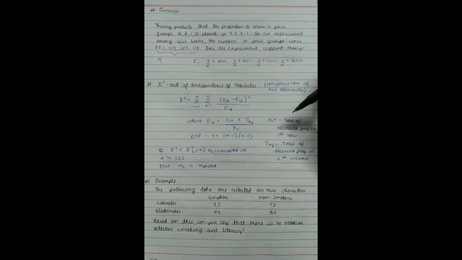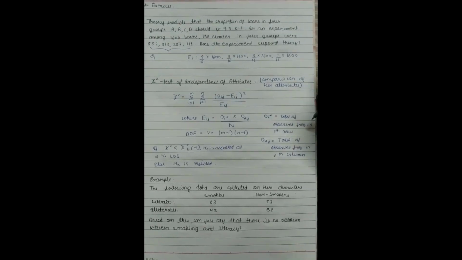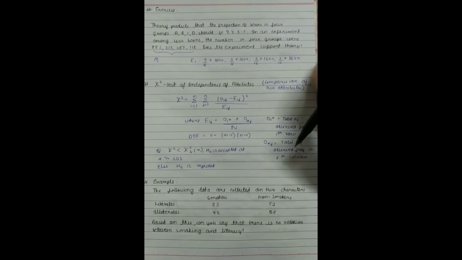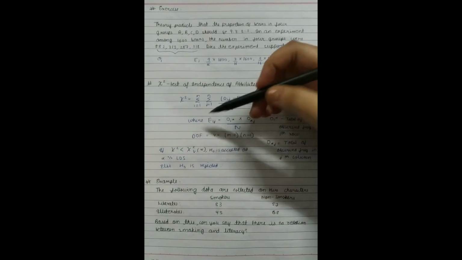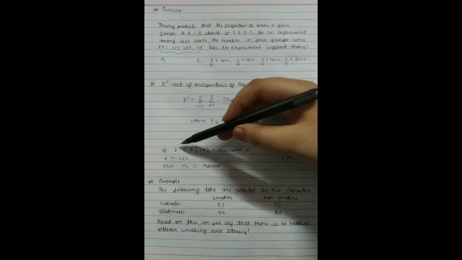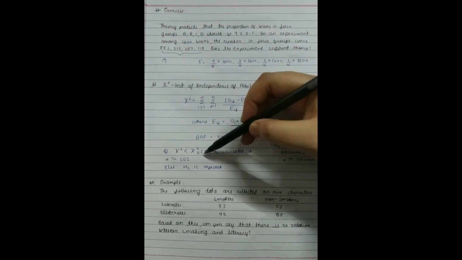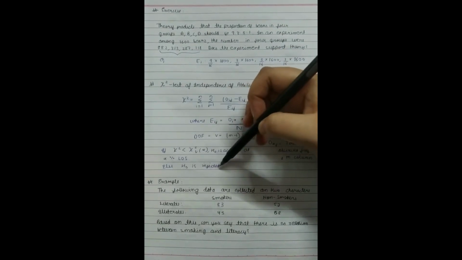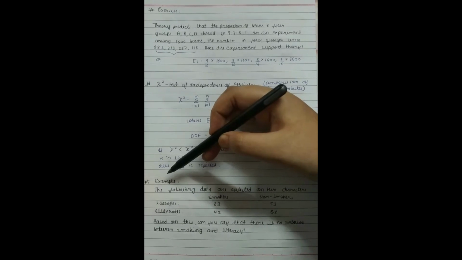What is O_i*? It is the total of the observed frequency in the ith row, and O_*j is the total of observed frequency in the jth column. Now, what is the degree of freedom? It is (m minus 1) into (n minus 1). If the chi-square is less than the chi-square table value, H0 would be accepted, else H0 would be rejected. So let's solve an example.